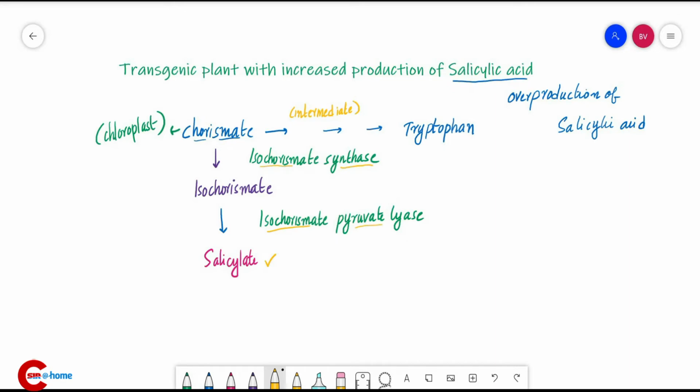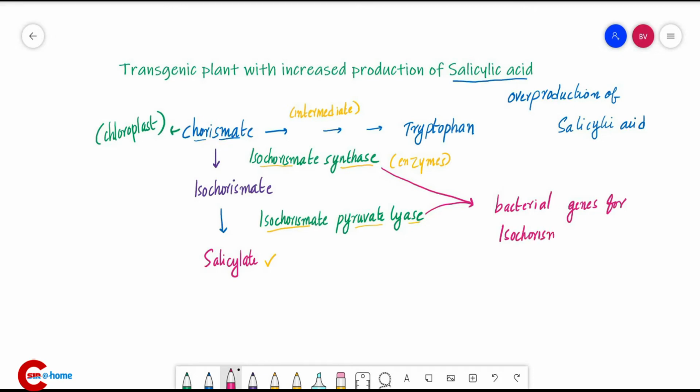Then this isochorismate is converted into salicylate, that is salicylic acid, with the help of isochorismate pyruvate lyase. This is the pathway. So how can we produce salicylic acid? How can we increase the production of salicylic acid? We can take two bacterial genes for salicylic acid biosynthesis.